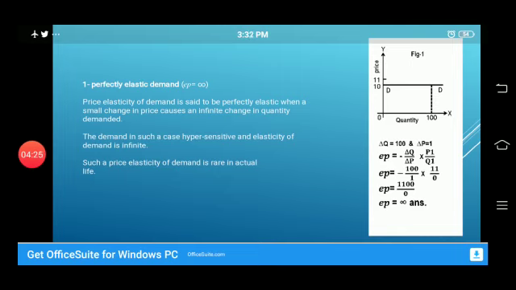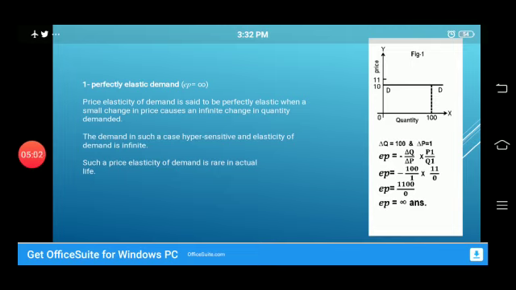Now, keep in your mind that there would be a change in price and a change in quantity demanded. Remember that both are opposite. If there is a large change in price, then there would be a small change in quantity demanded. If there is a small change in price, then there would be a large change in quantity demanded.